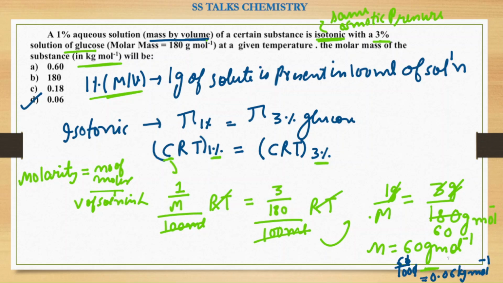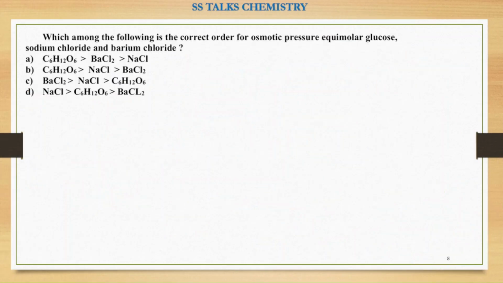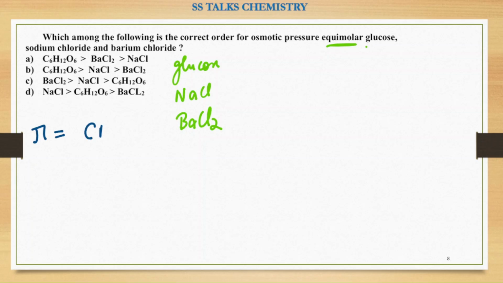Moving on to the next one. It says, which of the following is the correct order for the osmotic pressure of equimolar solutions of glucose, sodium chloride and barium chloride. So we have glucose, sodium chloride and barium chloride. Here the Van't Hoff factor comes into the role, because osmotic pressure we write as CRT.